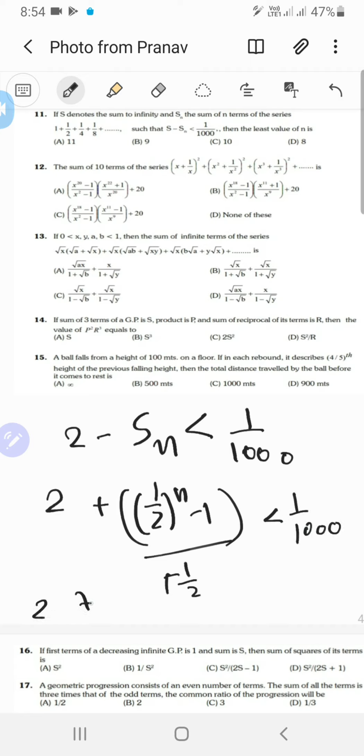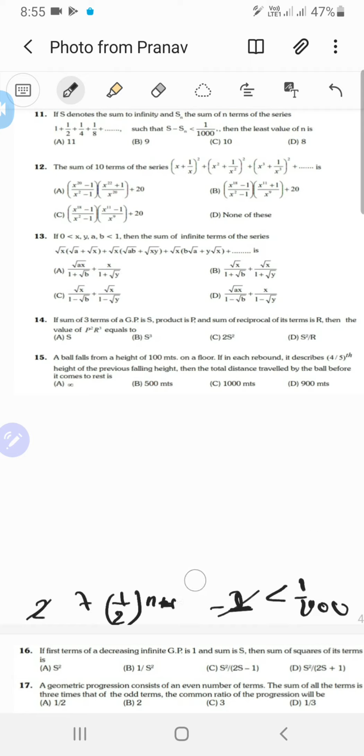You get 2 plus half to the n plus 1 power minus half, but no, something went wrong. You're dividing, so half to the n minus 1 power minus 2 is less than 1 by 1000. Yeah, that's more like it. So that's nice. You divide by 1 by 2, so this cancels, so you have half raised to the n plus 1 power is less than 1 by 1000.